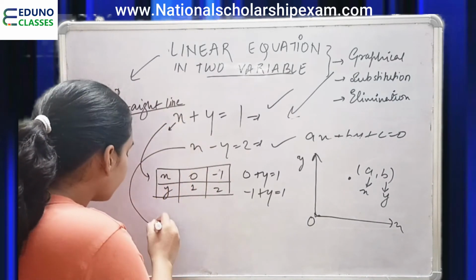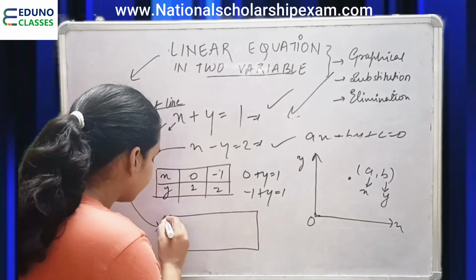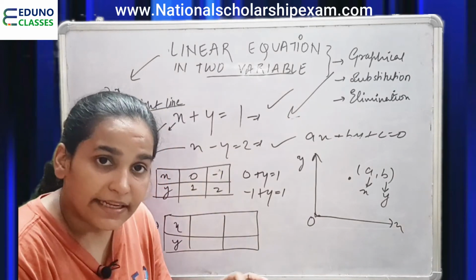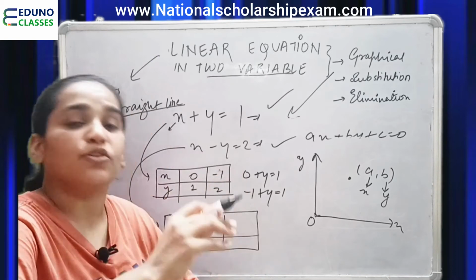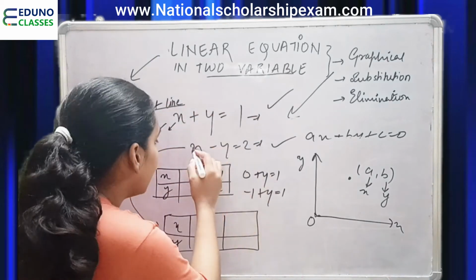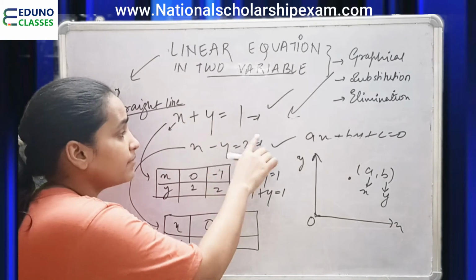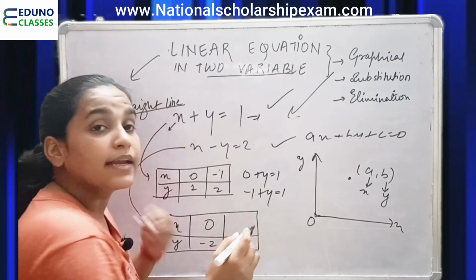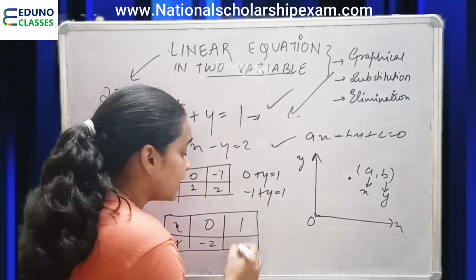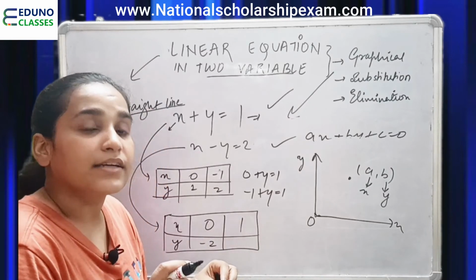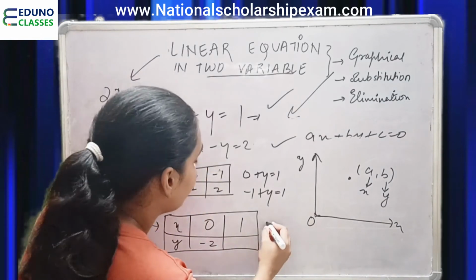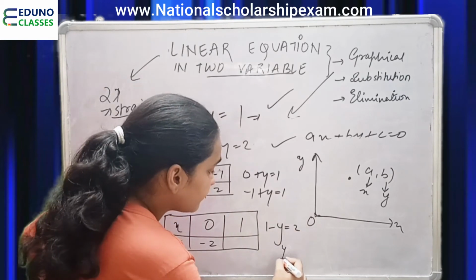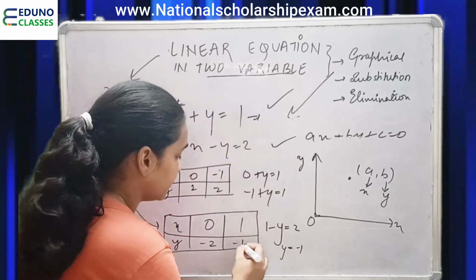Now, in a similar way for the second equation, x and y. I will take the first value of x as 0 because it will simplify my solving. x is 0, then y will become minus 2. Now I am taking x as 1 just to make it simpler. Then 1 minus y is equal to 2, so y will become minus 1. So here is the point.